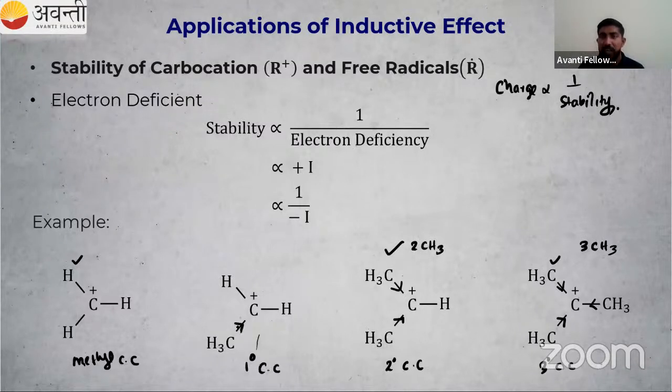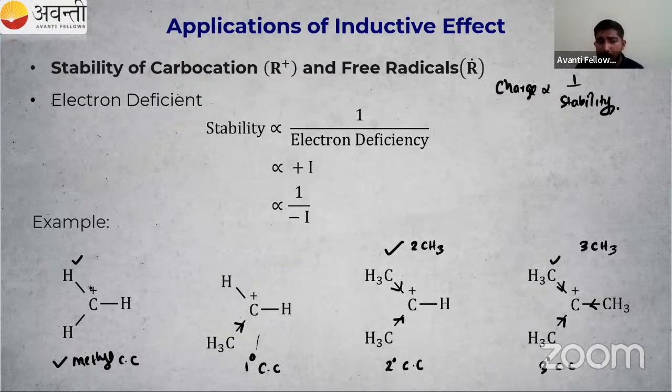What about the primary carbocation? Only one CH3, right? This CH3 group is giving electrons to carbon, so charge decreases, but not as much as in tertiary. Then what about methyl carbocation? Only hydrogen is present, which has a poor plus I effect. We can neglect that, so there won't be any change in the positive charge on the carbon. You have to remember, charge is inversely proportional to stability.